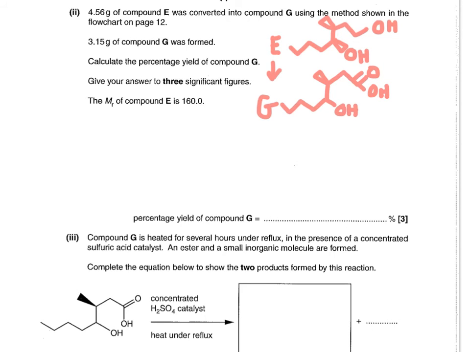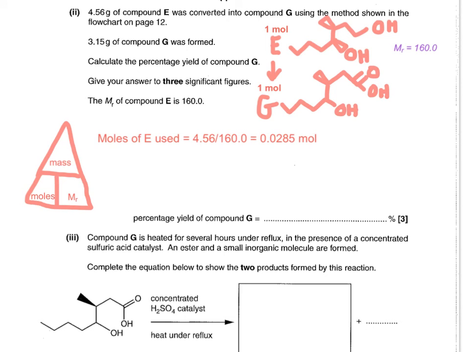It says the Mr of compound E is 160, and you can also see quite clearly there's a 1:1 mole ratio. So what you need to do is convert the masses into moles. We can straight away work out that the moles of E that were used are 4.56 over 160. In other words, mass over Mr.